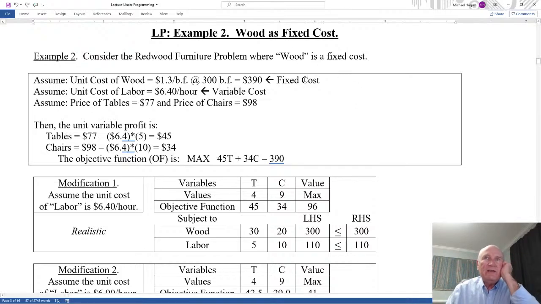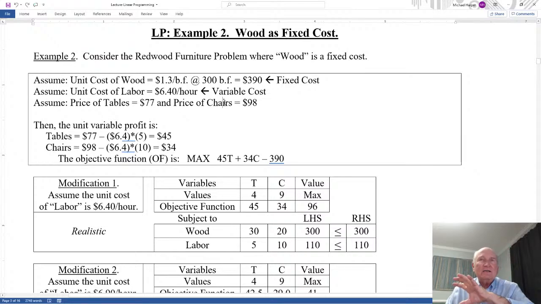Okay. The fixed cost is, let's say that our unit cost is $1.30 per board foot at 300 board feet. That's what we're going to buy. It is a fixed cost of $390, and that $390 is going into our objective function as a constant. Minus our profit is minus $390 is cost. Okay. Our variable cost is of the labor. Let's say it's $6.40 an hour. This is an old problem. It's really small labor cost, but let's just go with the numbers.